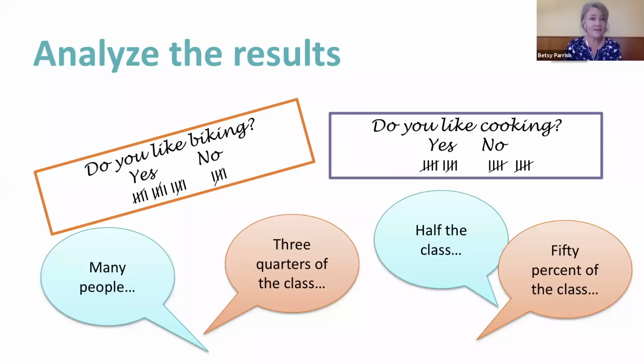Okay, so now, again, the multi-level differentiation of processes, we might need to provide them with the language they need to talk about the data. So you might differentiate that as well. So some students maybe are comfortable just saying many people, or they could learn, if they have the language level or the skills, three-fourths of the class, or half the class, or 50% of the class. So you could weave in some work on numeracy as well, okay? And then give them the language frames they need for that. So here's their analyzing the data.